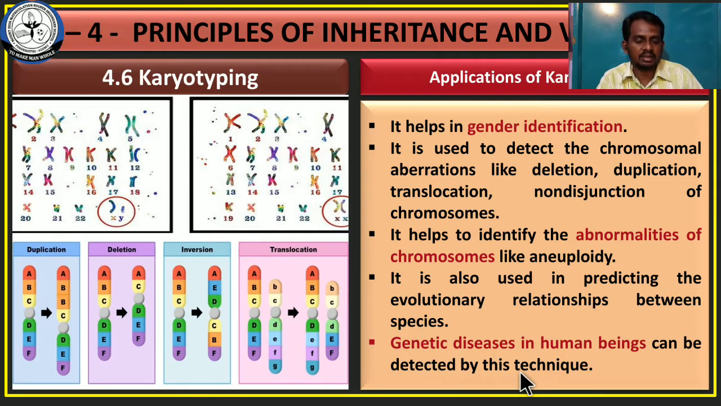How can we find genetic disease in human beings? If any deletion or duplication occurs in the chromosomes, it may cause genetic diseases. Okay, these are some applications of karyotyping. This is an important 5-mark question. First one is gender identification, second is identification of chromosomal abnormalities, and third is that it helps to identify chromosomal abnormalities like aneuploidy, and it also helps to find the evolutionary relationship between species. Last one is that genetic disease is also detected by this technique.